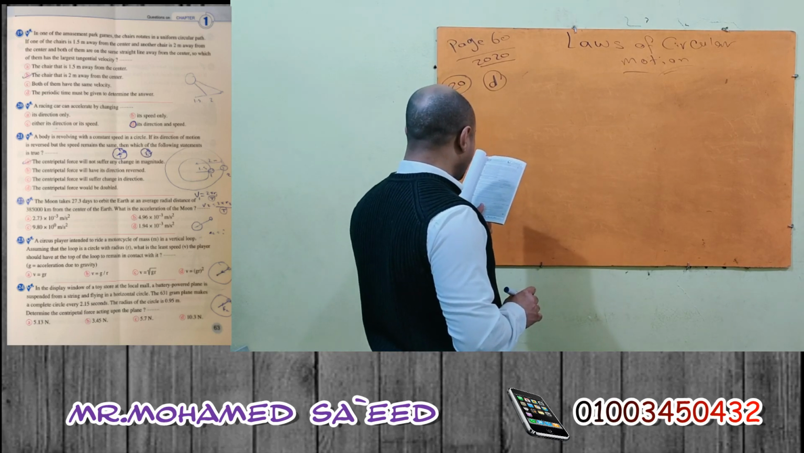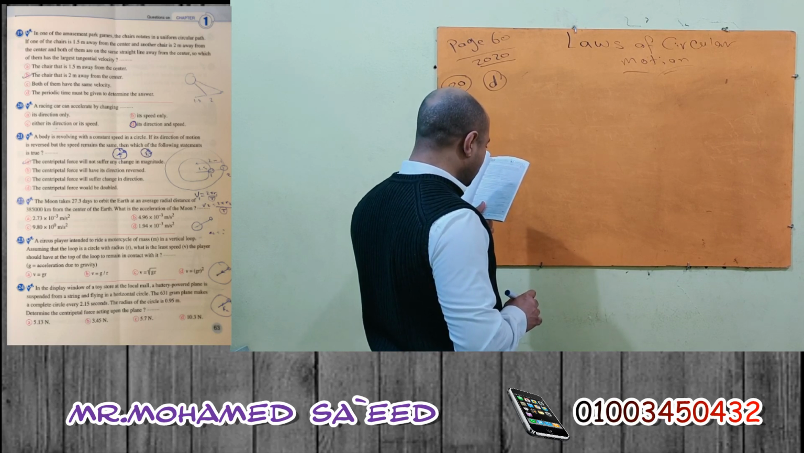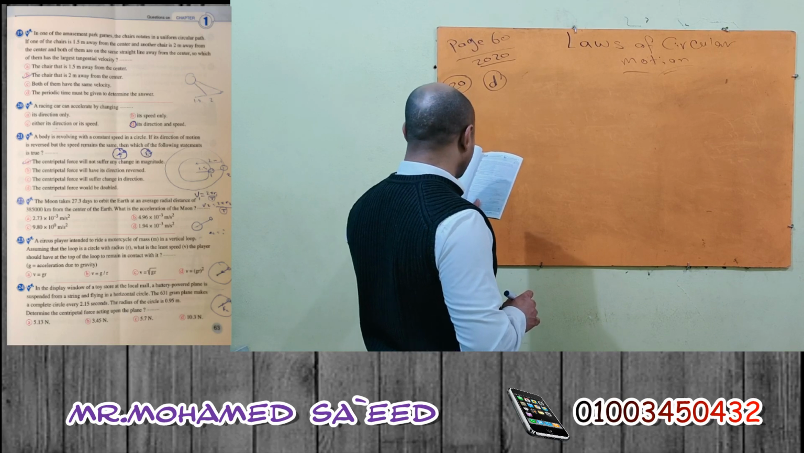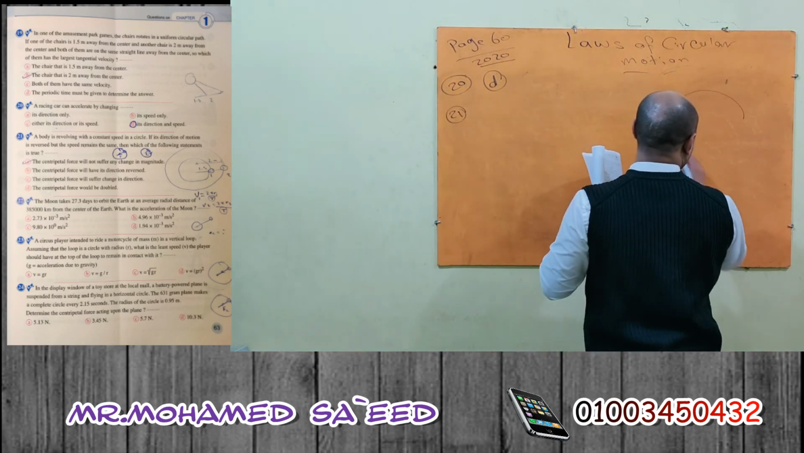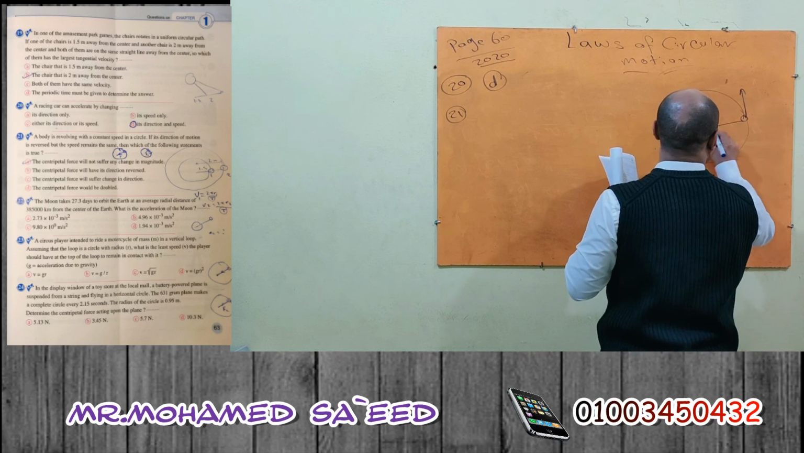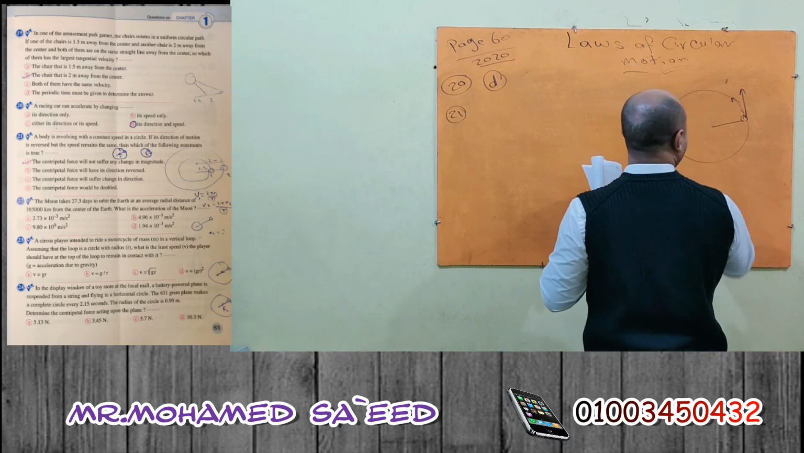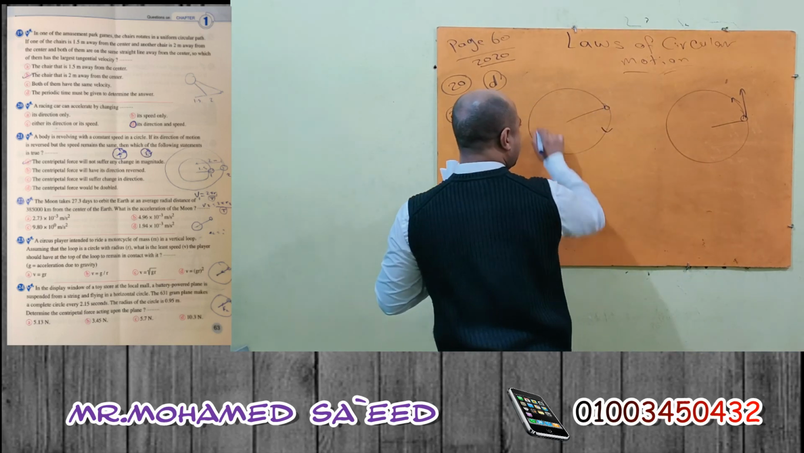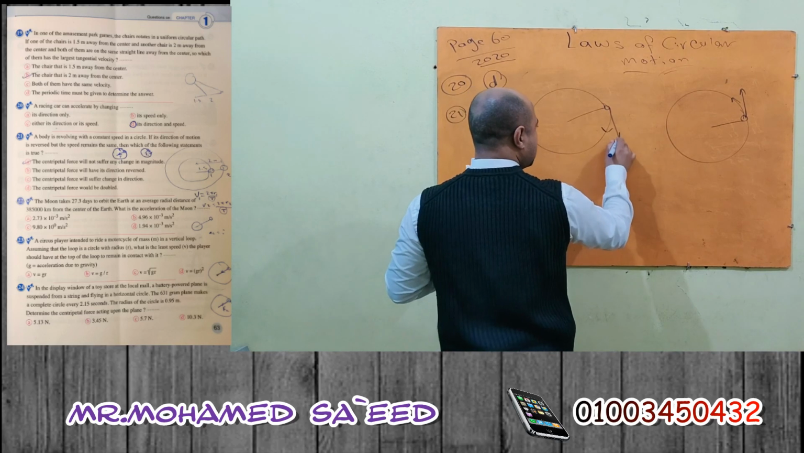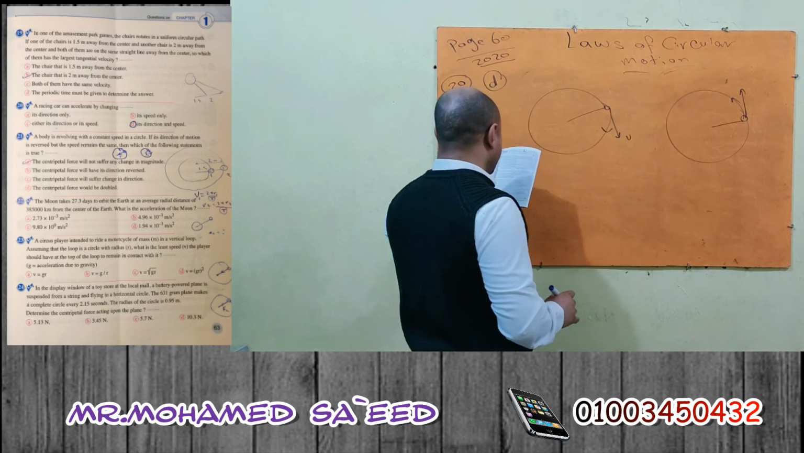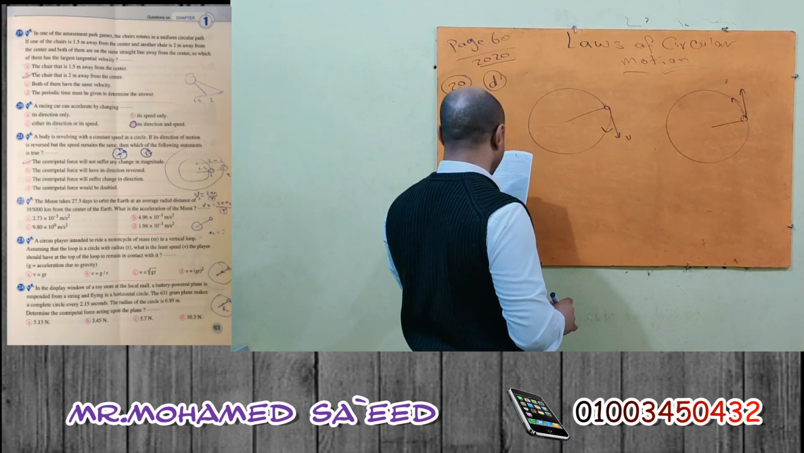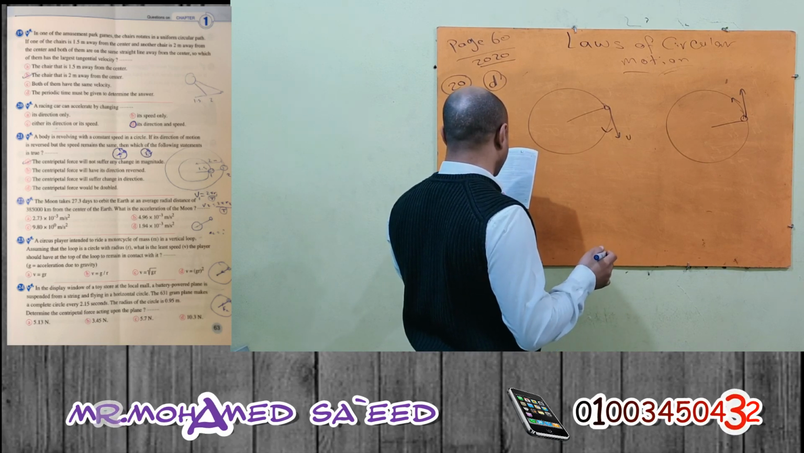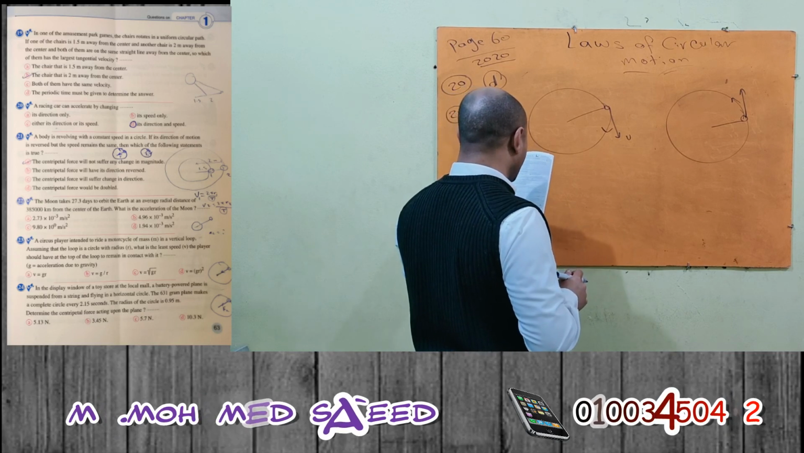A body is revolving with a constant speed in a circle. If its direction of motion is reversed, a body moves in this direction, for example. The direction is reversed. It moves in this direction, okay? The question is: the direction is reversed, but the speed remains the same. Then which of the following statements is true?